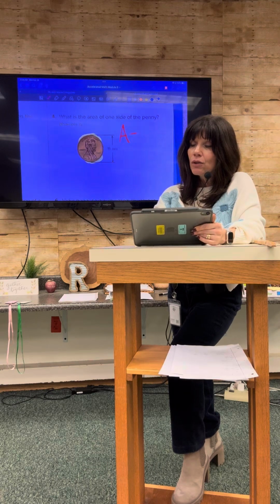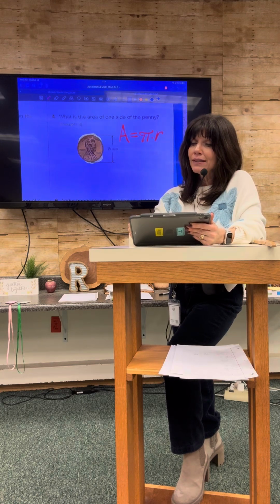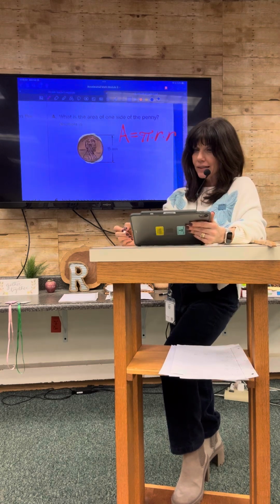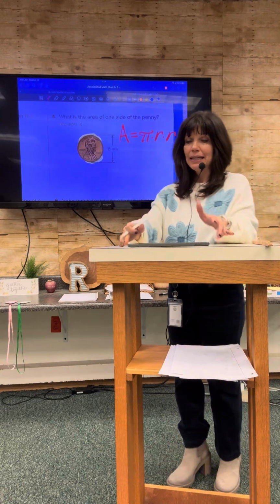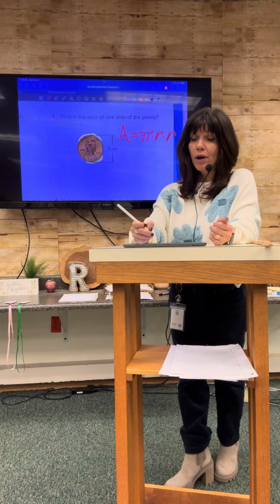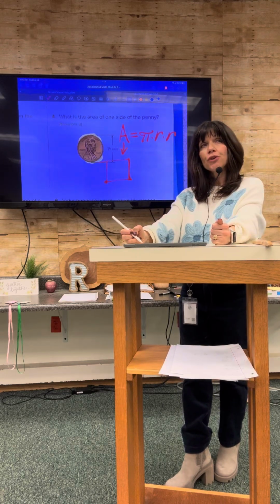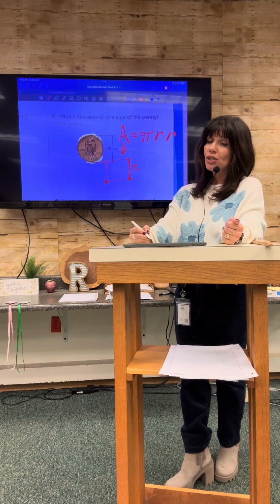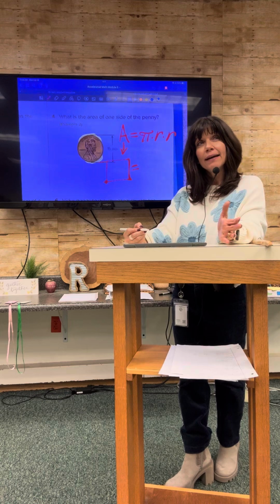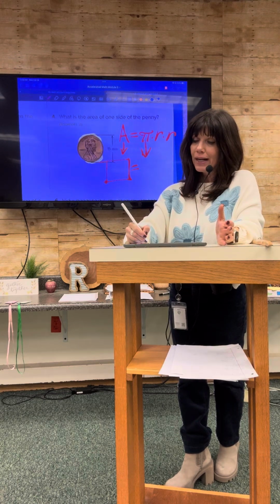A equals pi times, and this time let's use the other one. Pi times what? R times R. Excellent. Now, guys, do we know the area of the penny yet? No. So under the A, draw a what? Box. A box to represent where you will write the area once you find it. And then at the top of the page, did they tell us what to put in place of pi? What is it? 3.14. Please write 3.14 in place of pi.